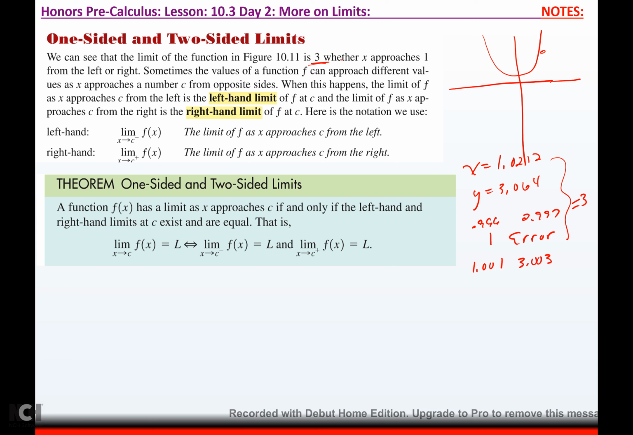Sometimes the value of a function f can approach different values as x approaches a number c from opposite sides. When this happens, the limit of f as x approaches c from the left is called the left-hand limit of f at c, and the limit of f as x approaches c from the right is a right-hand limit of f at c. And here's the notation we use. You've seen it before. This says you're approaching c from the left. This says you're approaching c from the right. If those two limits are the same, then we say the limit exists. If they don't, then it doesn't.